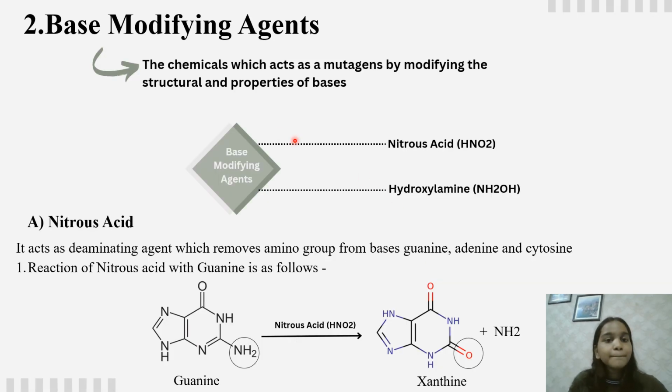As the name suggests, base modifying agents are the chemical agents which can modify the nitrogenous bases.